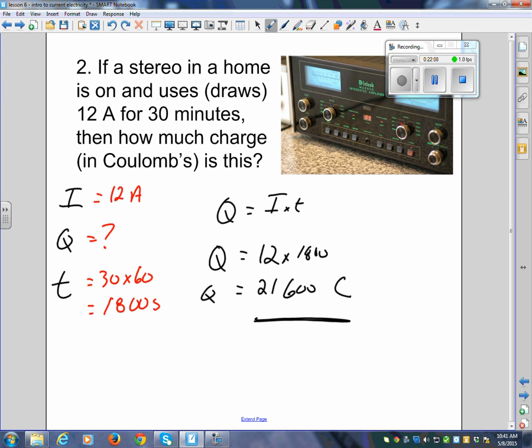Is this hard? No. It's like math. Yeah. I'll show you grade 12 physics sometime. Yeah.